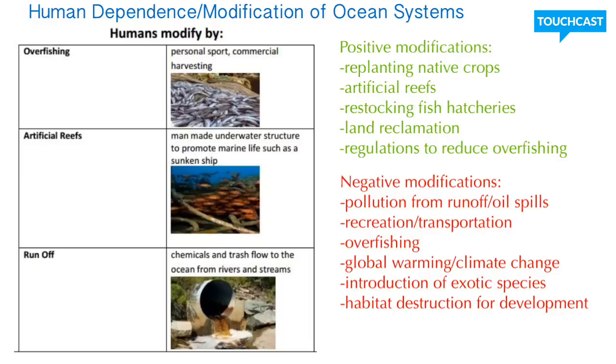Okay, so here we have a list of modifications humans have made to our ocean systems. They are both positive and negative, and you are responsible for being able to identify both. Not only do you need to write down this information, but you also need to make sure you have the information in the table.